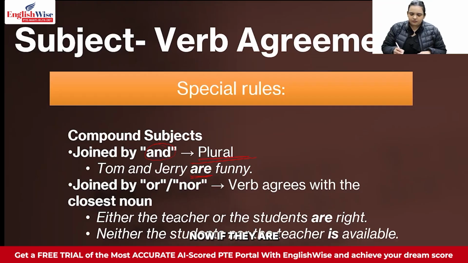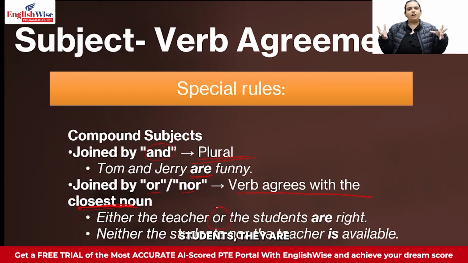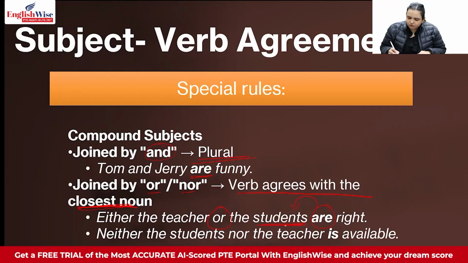Now, if they are joined by or nor, what happens is the verb will agree with the closest noun. Like look at the example here. Either the teacher or the students are right. So over here, teacher and students are connected with the word or. So here your verb will agree with the subject that is closest. So over here the verb is closest to the word students. This is plural. So it will become plural here. Either the teacher or the students are right, like that.